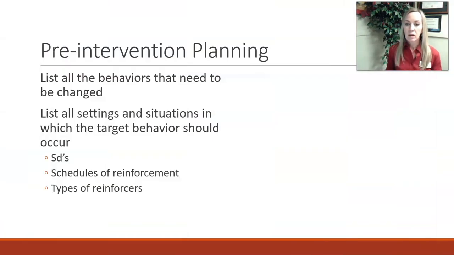So we can think about pre-intervention planning. To start, you want to list all the behaviors that need to be changed. And then you want to list all of the settings and situations where those behaviors should occur. Thinking about those SDs, remember we talked about the discriminative stimuli that are those triggers to certain behaviors. So they're not just attributed to inappropriate or interfering behaviors. Those are for all behaviors that we engage in. There's something that triggers us to know that reinforcement is available.